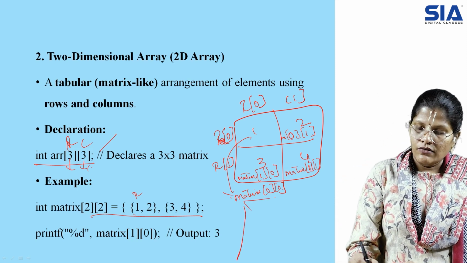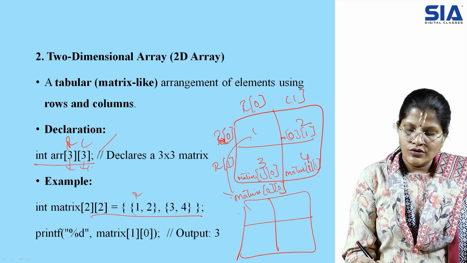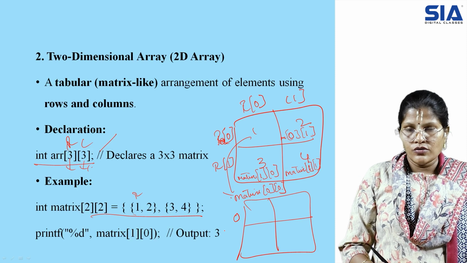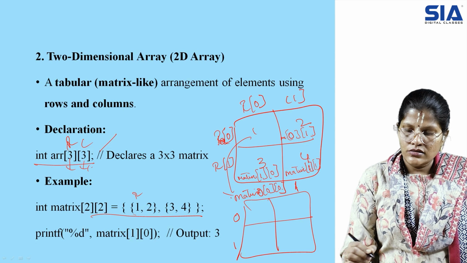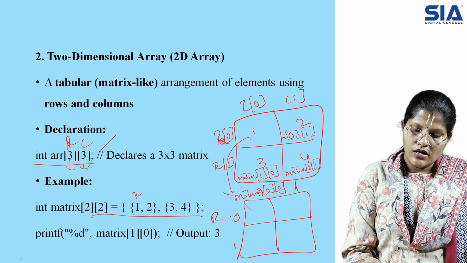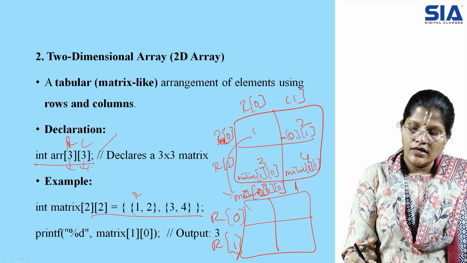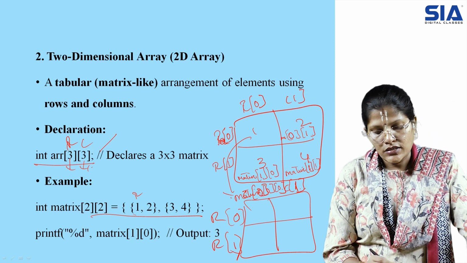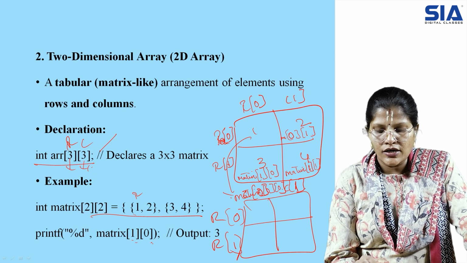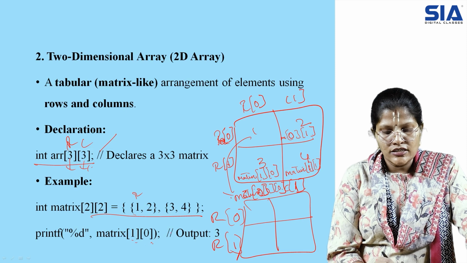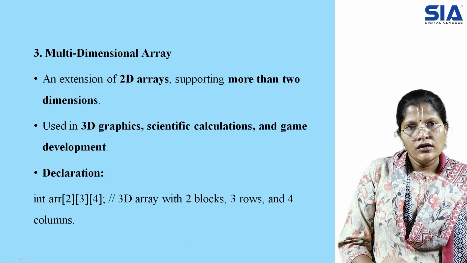Here, when you talk about an array, it is always starting with 0. So here we assume it as first row and second row, first column and second column, that is R0 and R1, and here it is C0 and C1. So this is how the output would be. Because you are printing second row and first column, what is that? 3. So 3 is printed on the screen. This is how exactly the two-dimensional array works.